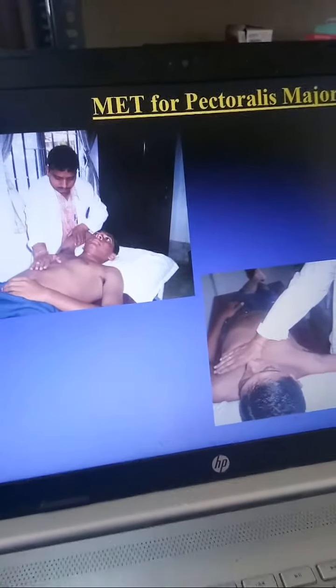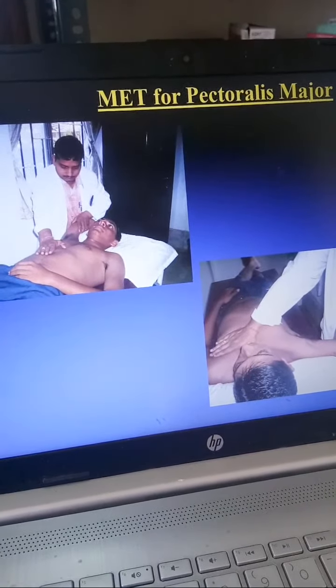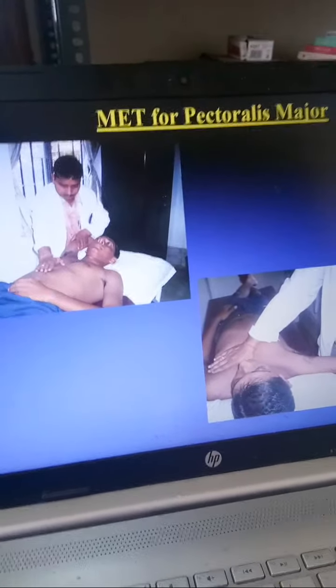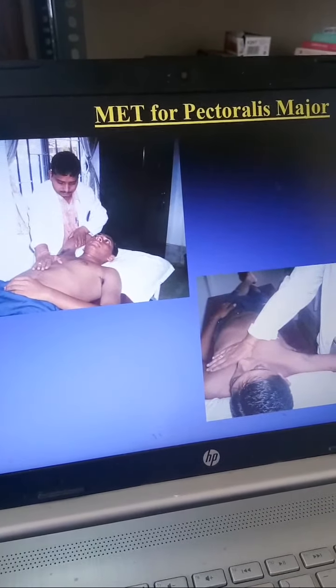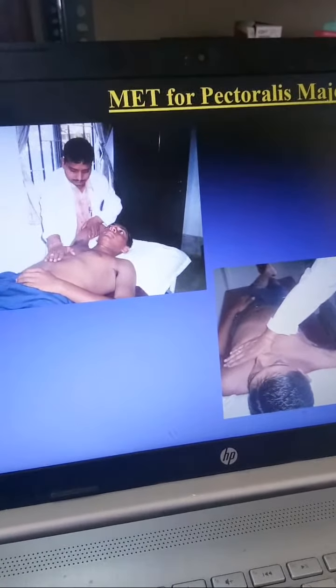And this is the MET for the pectoralis major muscle. We can apply it for various components, the sternal components and the clavicular components.